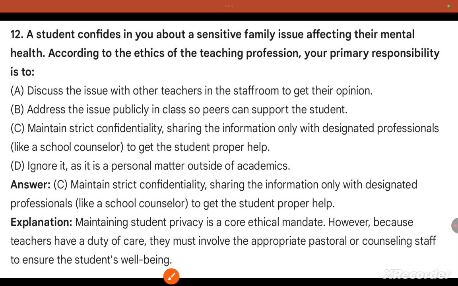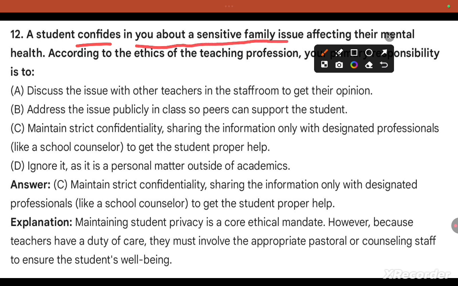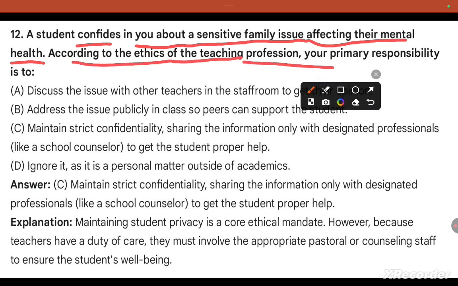Question 12. A student confides in you about sensitive family issues affecting their mental health. According to the ethics of the teaching profession, what is your primary responsibility?